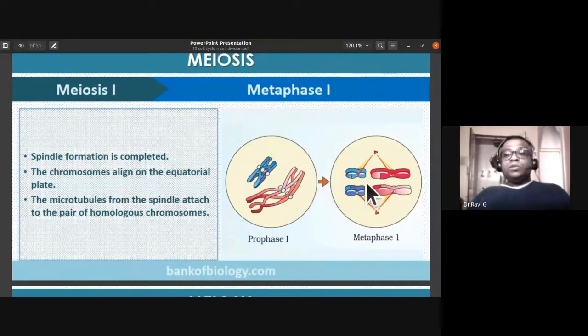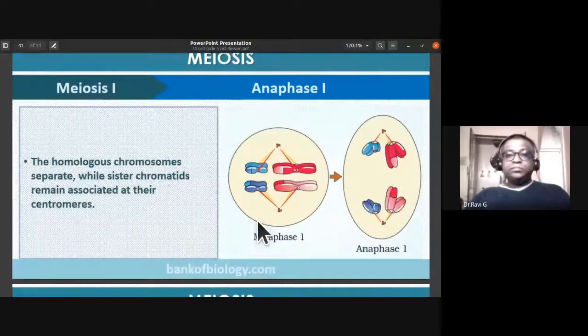The microtubules from the spindle attach to the pair of homologous chromosomes. The homologous chromosomes separate while sister chromatids remain associated at their centromere. There is no splitting of the centromere, neither is there separation of sister chromatids. That is what they are talking about.